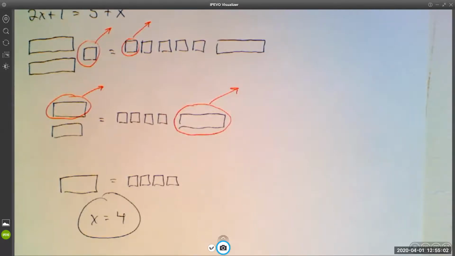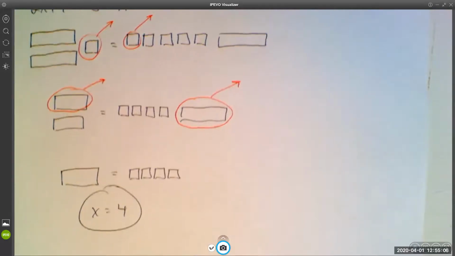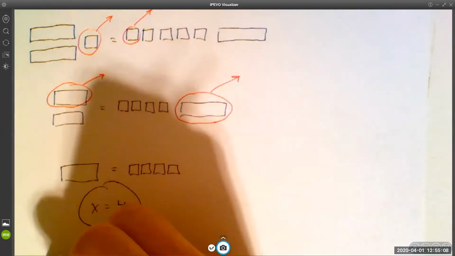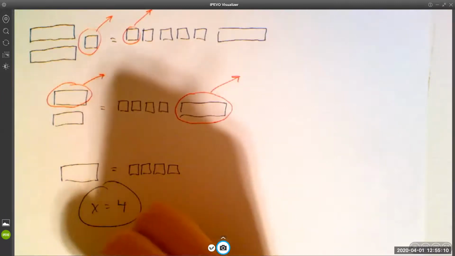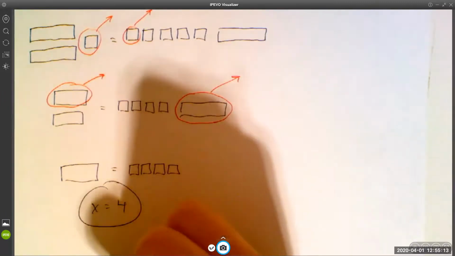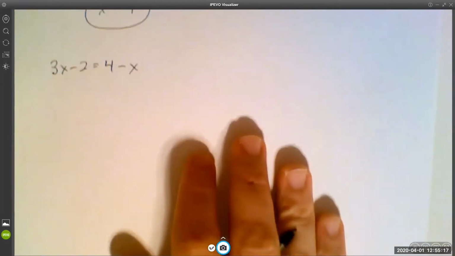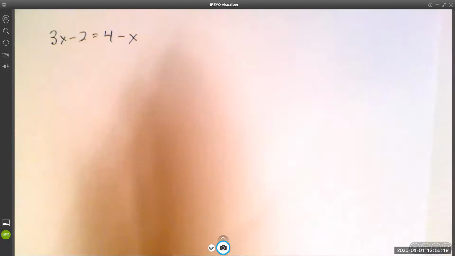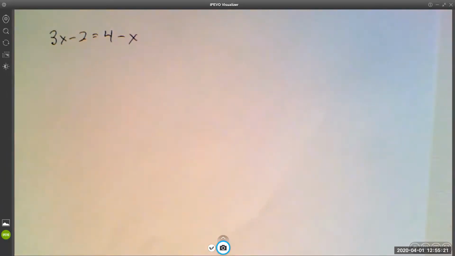2 more examples for you. Bear with me. Let's do 3x minus 2 equals 4 minus x. Whoops, 3x minus 2 equals 4 minus x. Give the video a pause, see if you can work that one out.